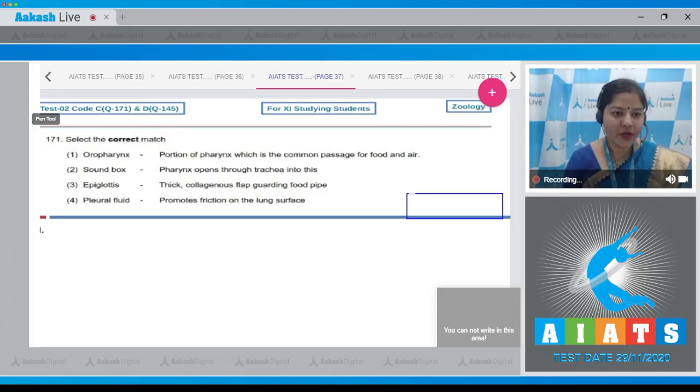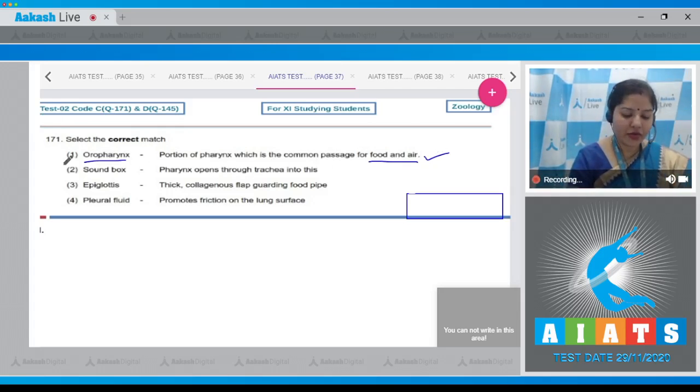Question number 171. Select the correct match. First option, oropharynx. Portion of pharynx which is common passage for food and air. This is correct. So this is a correct match. Second option, sound box. Pharynx opens to trachea into this. This is incorrect because pharynx, true larynx opens into trachea.